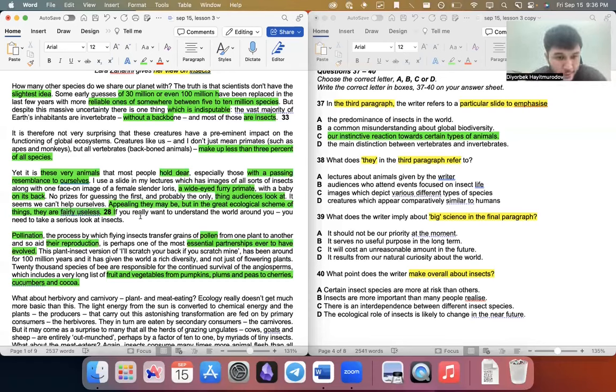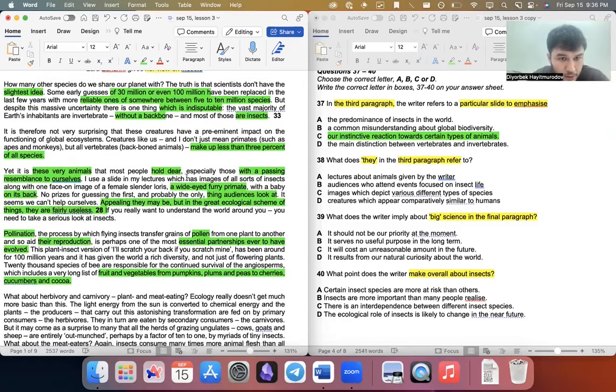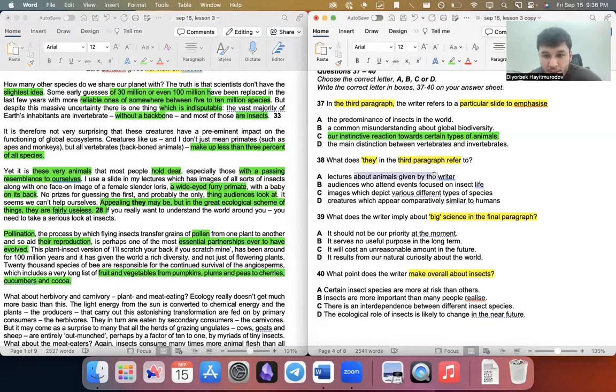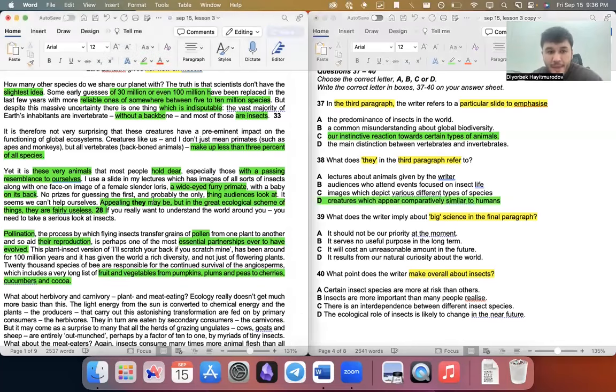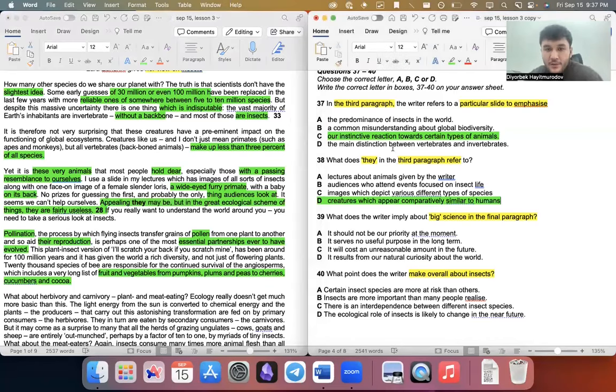So that's why he's saying they. Okay, I need to find what they refers to. Can you guys find they? Appealing they may be, but they are completely useless. Well, they here refers to primates, right? Lectures about animals, audiences who want images of creatures which appear comparatively similar to humans. Did you guys choose D as well? They are fairly useless, right? For the last question, 38, did you choose D as well? Exactly, yes.